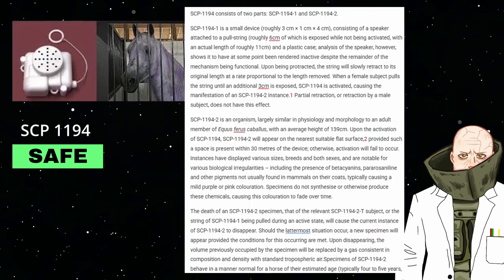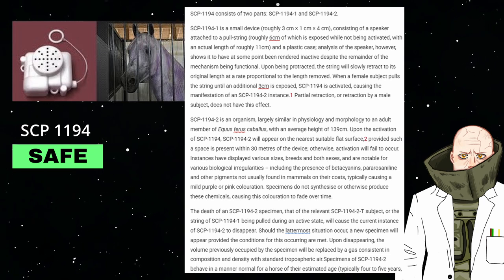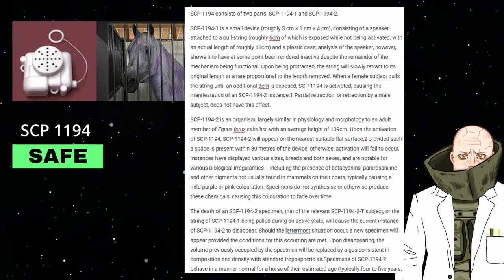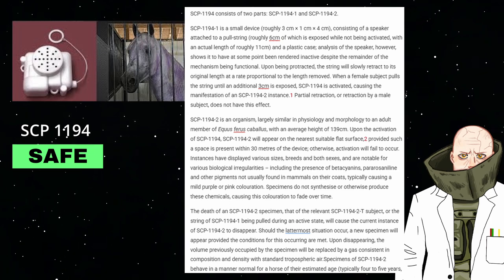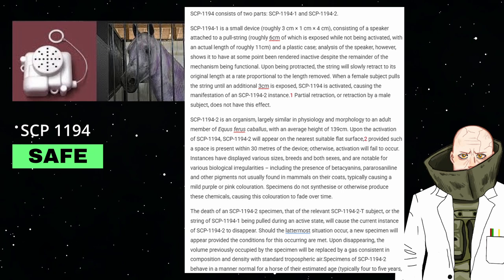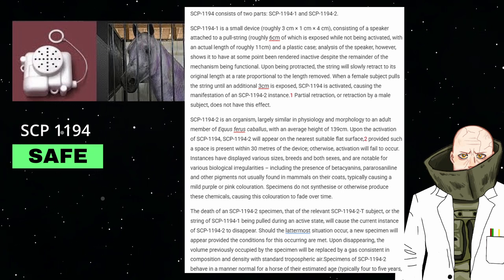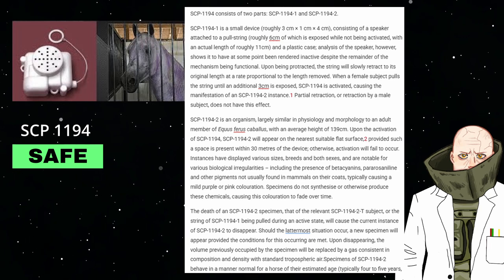SCP-1194 consists of two parts, SCP-1194-1 and SCP-1194-2. 1194-1 is a small device, roughly 3 cm by 1 cm by 4 cm, consisting of a speaker attached to a pull string and a plastic case. Analysis of the speaker, however, shows it to have at some point been rendered inactive, despite the remainder of mechanisms still being functional.